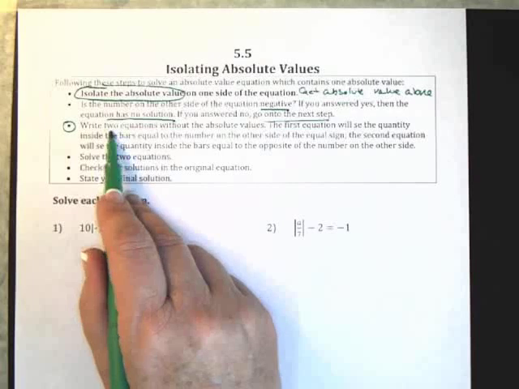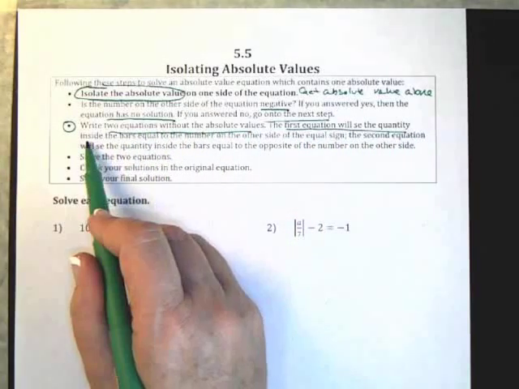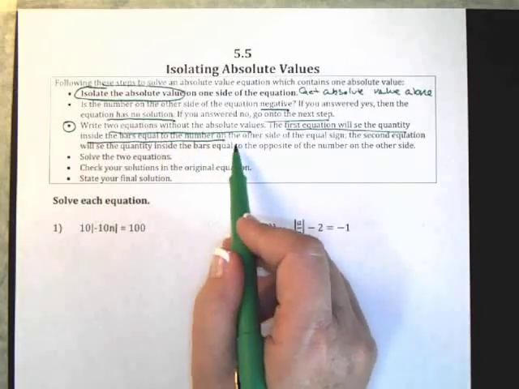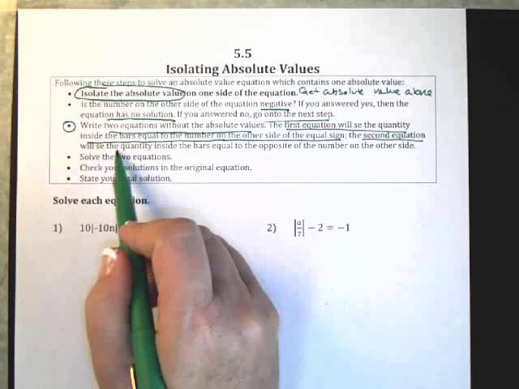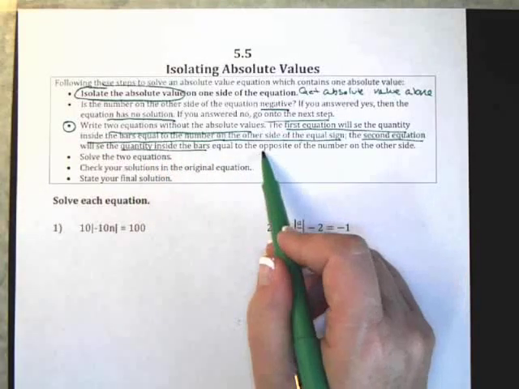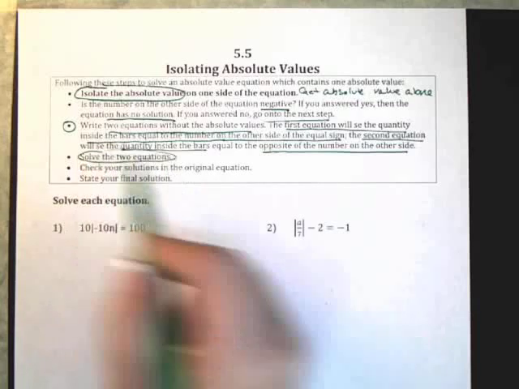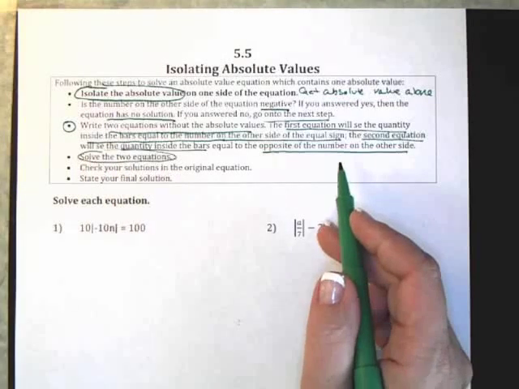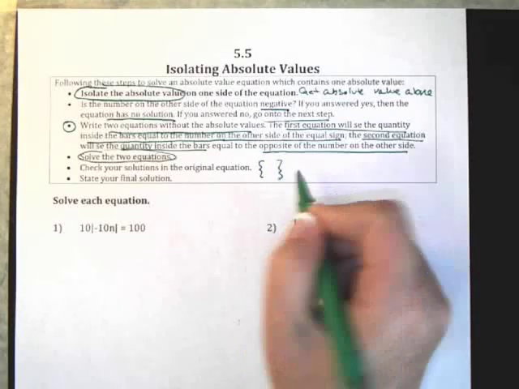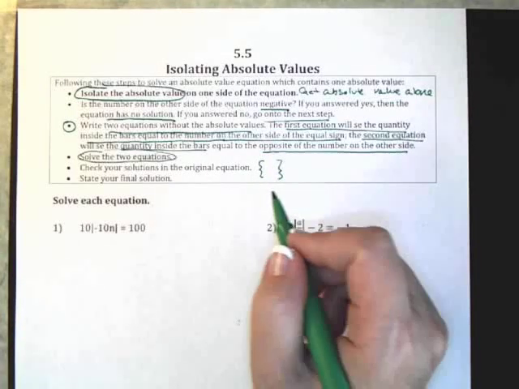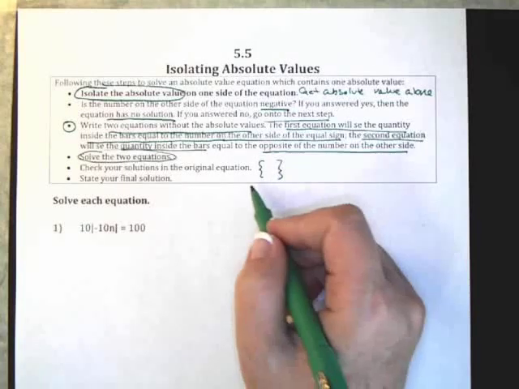So this next step is to write the two equations without the absolute value. The first equation will set the quantity inside the absolute value bars equal to the number on the other side of the equal sign. The second equation will set the quantity inside the bars equal to the opposite of the number on the other side. Then we're going to solve these two equations. We will end up with two solutions that we are going to write inside of our set braces. Remember our set braces from yesterday, we put both of our solutions inside the set braces.